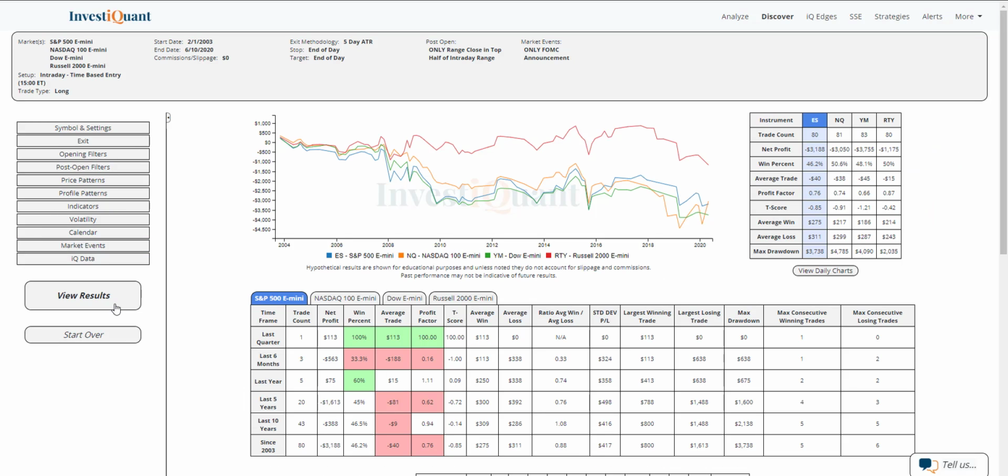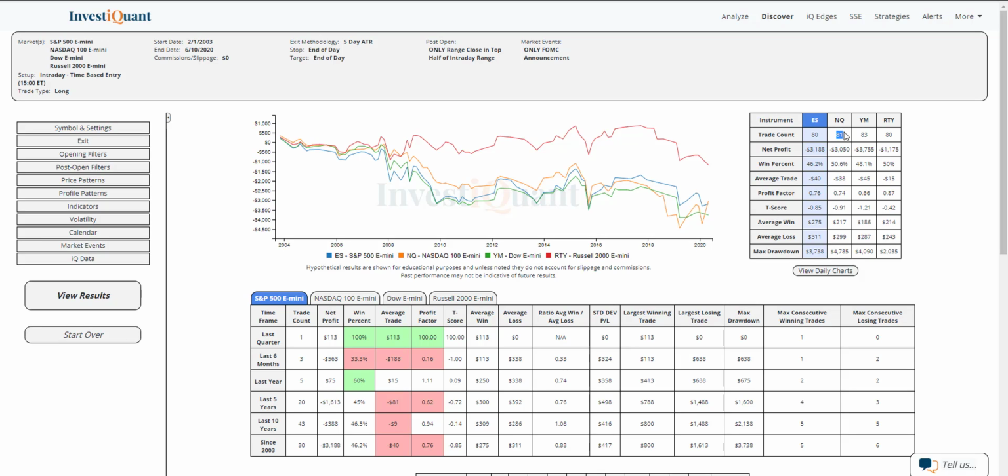And here are the results for going long at 3 p.m. Eastern Time, exiting at the close, 4:15 p.m. Eastern Time, on FOMC announcement day, if you're trading in the top 50% of the intraday range for that day. So if you're trading in the top portion of the range, historically, the ES on its 80 samples has had a 46% win rate. So not good, but not necessarily bad either.